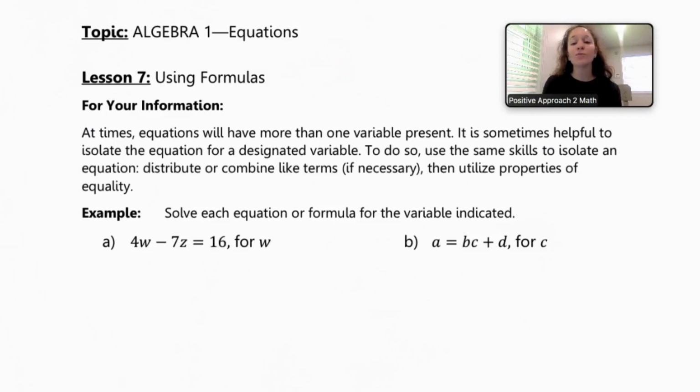So we do see more than one variable present sometimes within an equation. And it is sometimes helpful, before we utilize that equation in a word problem or something, to isolate the variable that we need first, and then substitute the numbers in and evaluate, okay? We are still going to use the same skills we've been using for solving equations: distributing, combining like terms, simplifying one side, moving variables over to the other side to put them together. And then we're going to use our properties of equality.